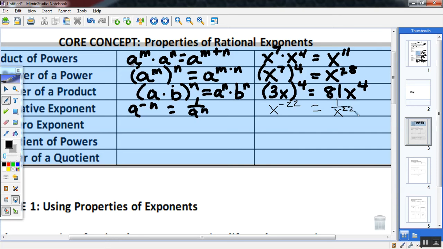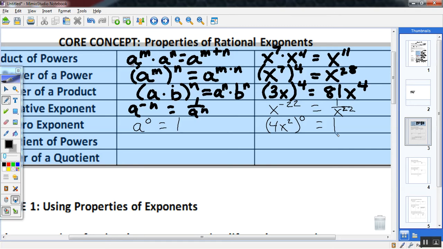Okay, zero exponent. Every single value or every single expression to the 0 power except 0 to the 0, which we don't know what that is. They call it indeterminate. But anything to the 0 power, we've always said, is going to be 1. So if I have a to the 0 power, that's going to equal 1. If I say 4x squared, all to the 0 power, what's this going to equal? 1, because it's to the 0 power.